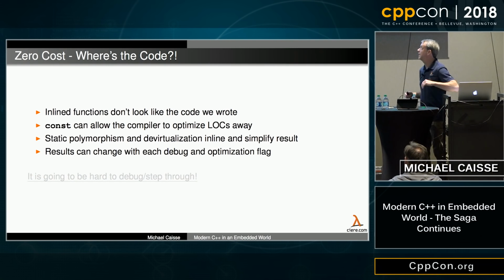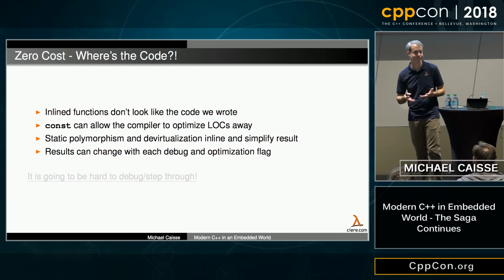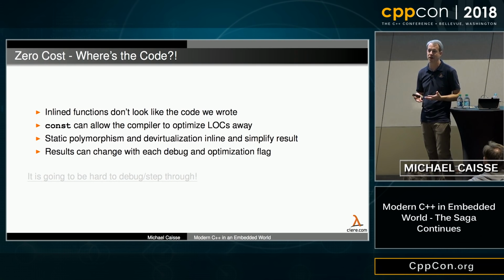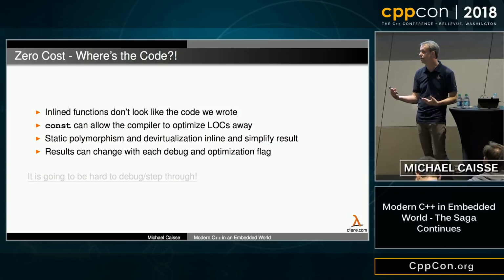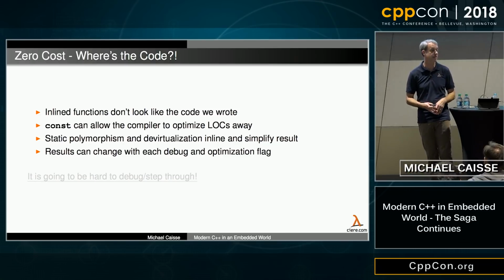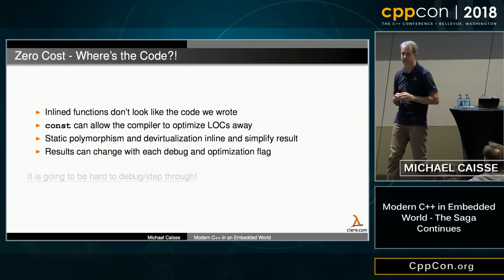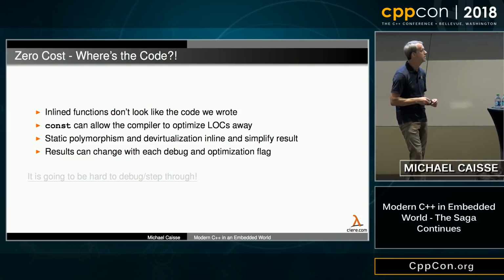Okay, so a couple things that we take away. Inline functions don't look like the code that we wrote. This can be scary. This could be one of those things where I wrote some code, I expected it to do something, and it didn't do it. In fact, this is one of the arguments of why not to use C++, is because it inlines and it changes things and optimizes things, and I don't really know what the code does anymore. Const can allow the compiler to optimize a variety of lines of code away for us.